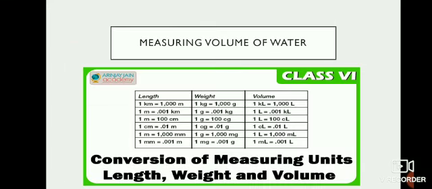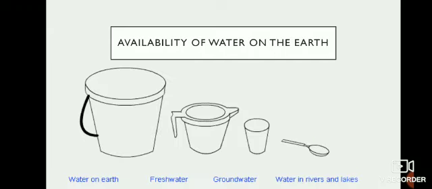Let us see how we measure water. So we can measure water in liters and milliliters. Now let's see the availability of water on the earth. If we see availability of water, then we can understand this availability of water based on these pictures you have been given.